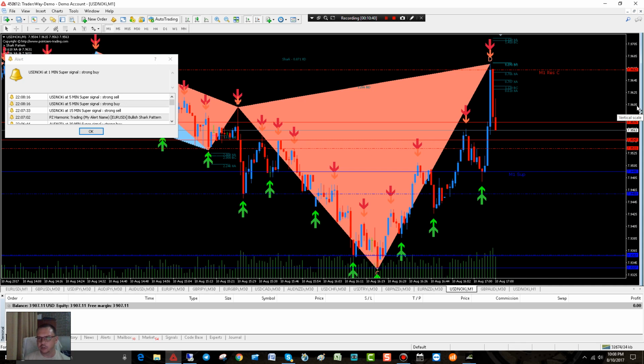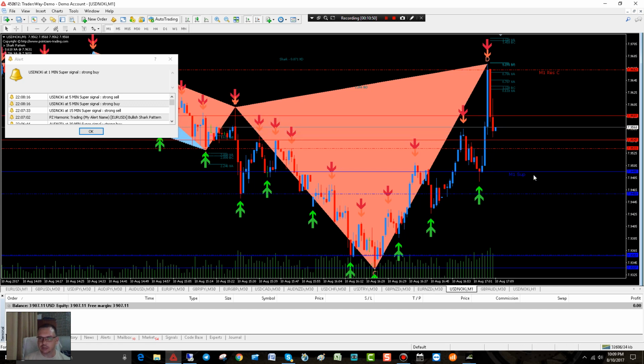Alright, the 1 minute showing a bearish harmonic pattern, and this most likely will repaint, but it hasn't repainted yet, so that's a good sign. And there's a 1 minute support line. That's a solid line, so it'll probably come down here and go back up again.